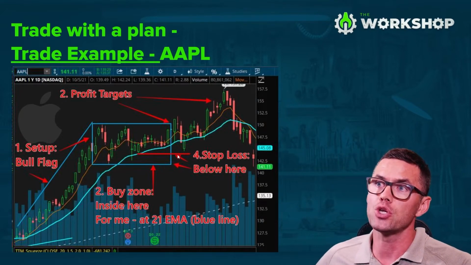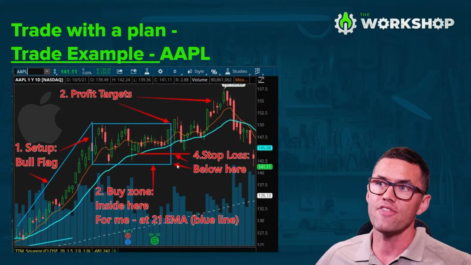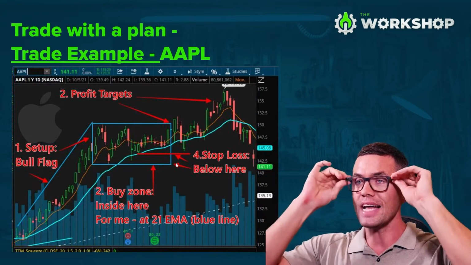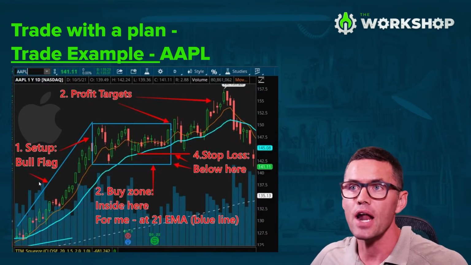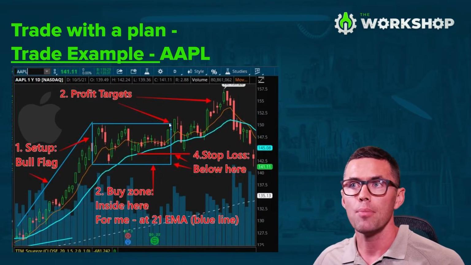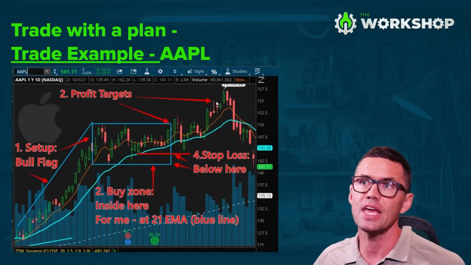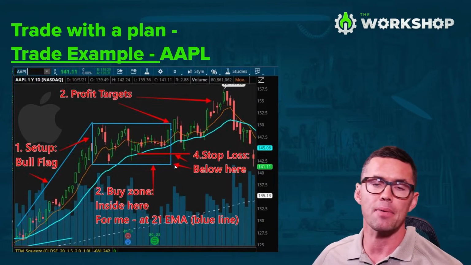I'm going to scale out a little bit here. I'm going to scale out a little bit here. And if it breaks below here, I'm out. That's my trading plan based on this setup. Bull flag, buy zone at the 21, profit at the same highs, profit at key resistance at the 155 psychological level, stop back below where I entered and back at the bottom of the flag.